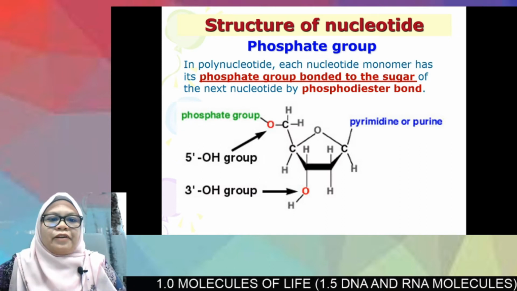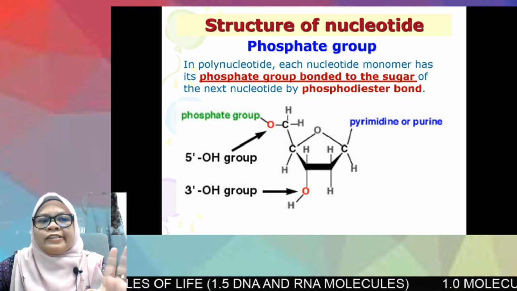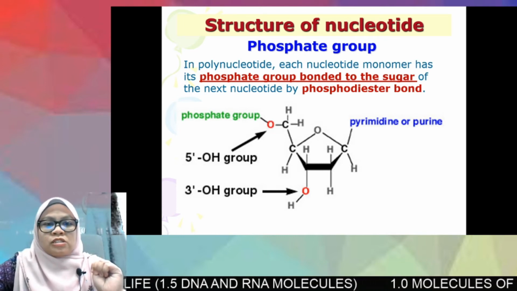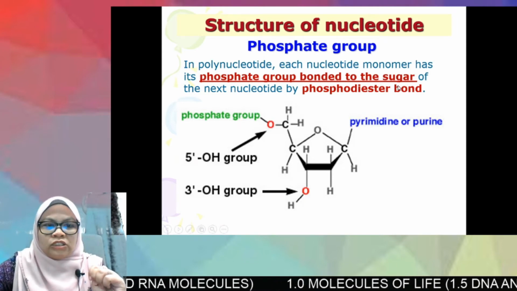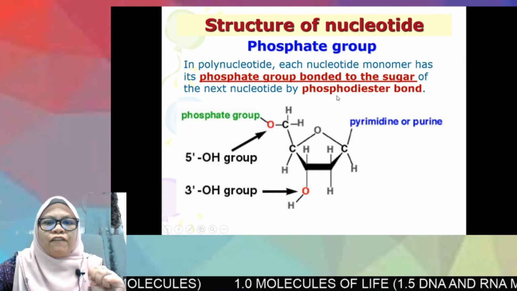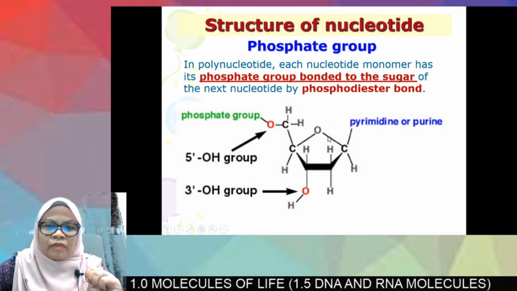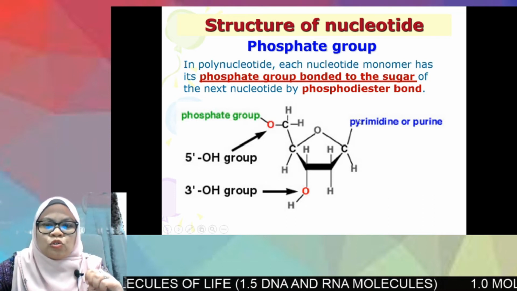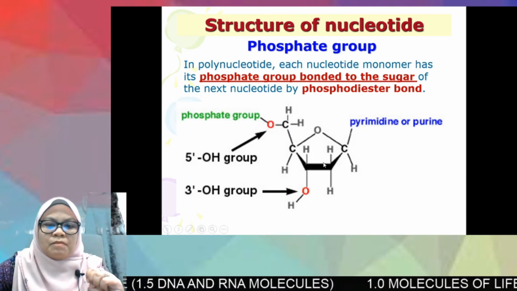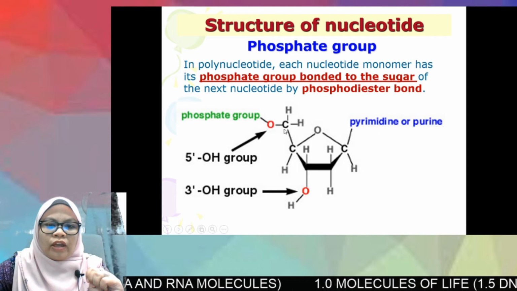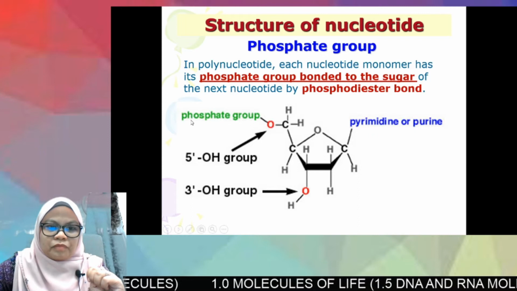Structure of nucleotide: the phosphate group. Now we already discussed the pentose sugar and also the nitrogenous base. So this is about the phosphate group. The phosphate group bonds the sugar to the next nucleotide by a phosphodiester bond. So this is the pentose sugar. The carbon number 1 will attach to the nitrogenous base, either pyrimidine or purine. And this is carbon number 2, 3, 4, and 5. At carbon number 5, the phosphate group will attach.